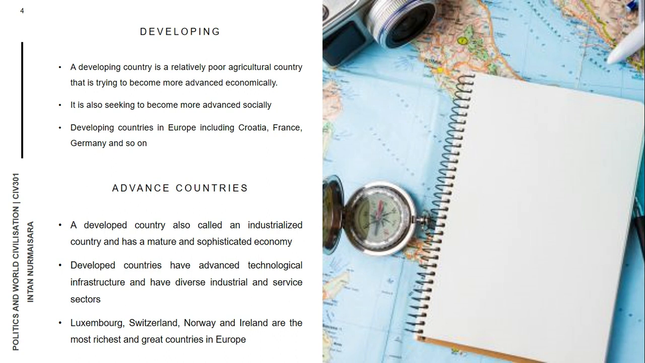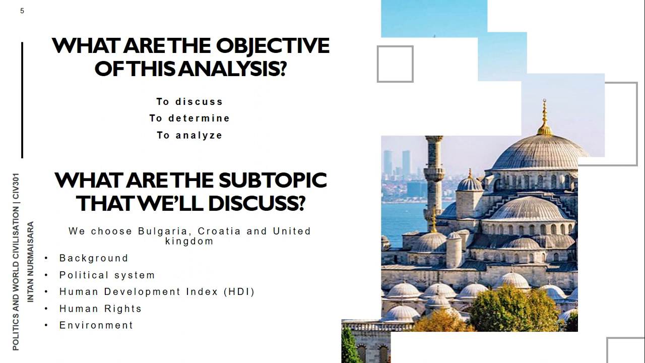Number 3. Advanced country. It is also called an industrialized country and has a mature and sophisticated economy. Developed countries have advanced technological infrastructure and diverse industrial and service sectors. Their citizens enjoy quality healthcare and higher education. Switzerland, Norway, and Ireland are the richest and greatest countries in Europe, but we choose the United Kingdom as the advanced country. Next, what are the objectives of this analysis?